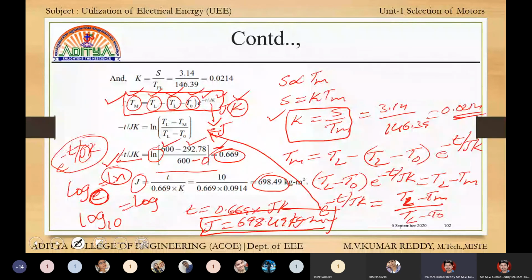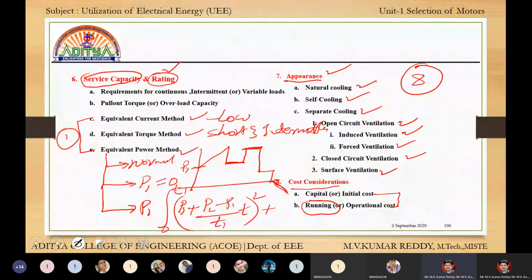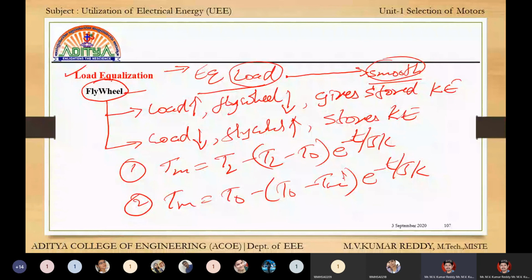Here the formula is Tm dash minus T naught. Here is the mistake. It is Tm dash minus T naught into e power minus T by Jk. These are the topics in the first unit.